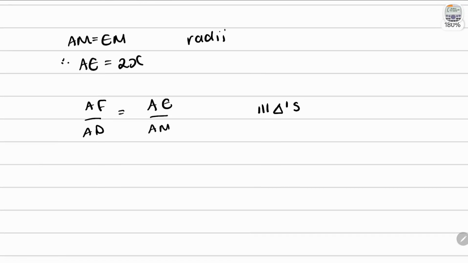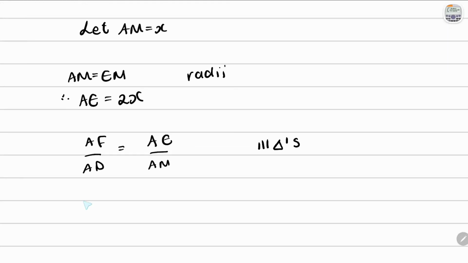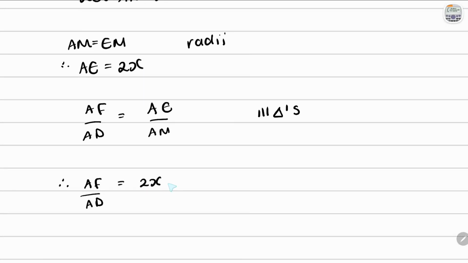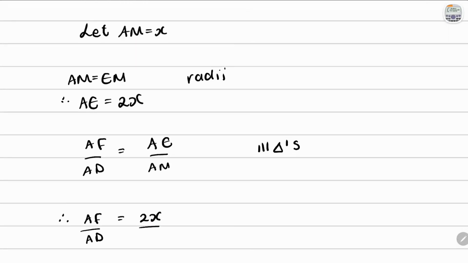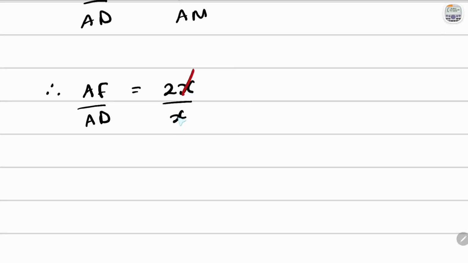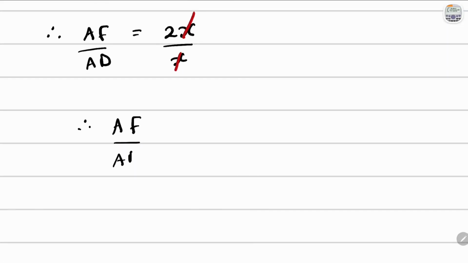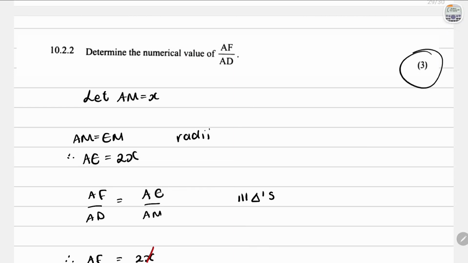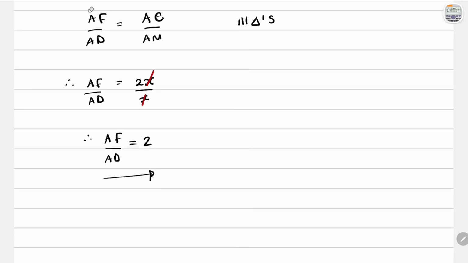Since we have this now, we can go ahead and start substituting. The whole goal is to find out what AF over AD is. So AF over AD is equal to AE, which is 2x, over AM, which originally was x. Do you see now that if you simplify this, your x would cancel? And so that concludes that AF over AD is equal to 2. That's the numerical value of AF over AD. Okay, so that is for 3 marks. And then we move on to the next question.